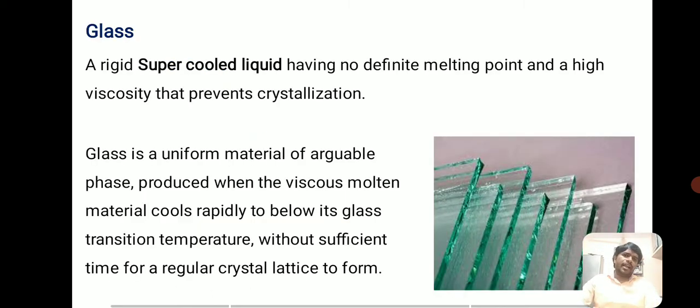Let us start with glass. What is a glass? It is nothing but a supercooled liquid having no definite melting point and a high viscosity that prevents crystallization. Glass is a uniform material of arguable phase produced when the viscous molten material cools rapidly below its glass transition temperature without sufficient time for a regular crystal lattice to form.